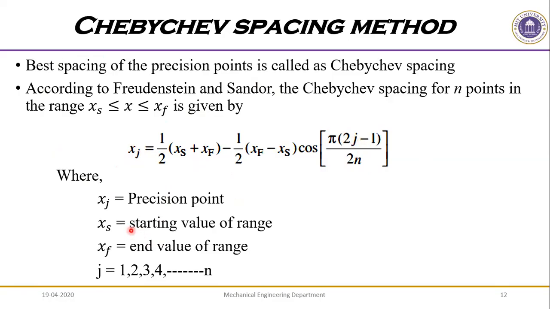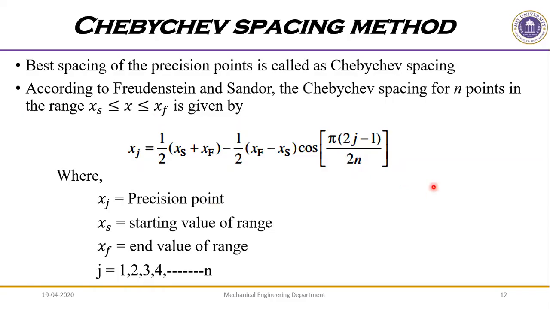2 into 1. X is equal to 2 means the second precision point. At that time, 2 into 2. And this n is what? How many precision points do you require? 3 precision points, 4 precision points, or 5 precision points. It may be defined in a problem. Suppose we have to find out accuracy up to 4 precision points. At that time, this n is equal to 4 and j will vary from 1 to 4 like this.